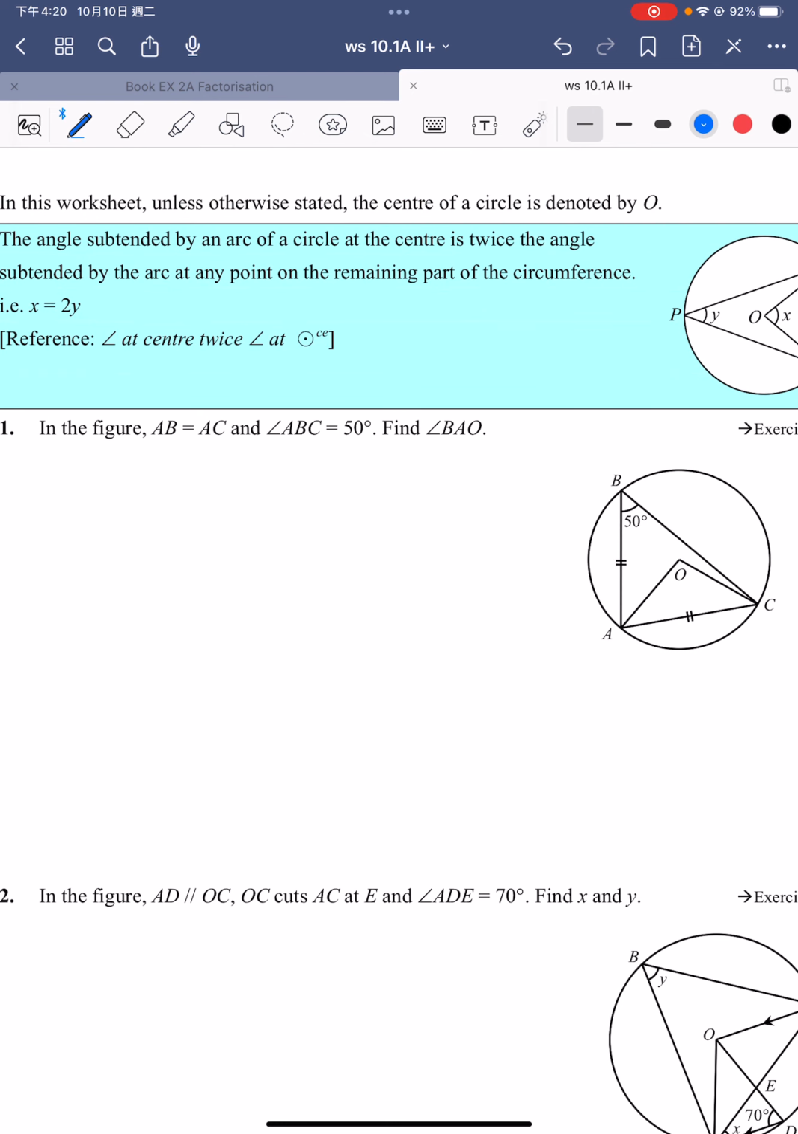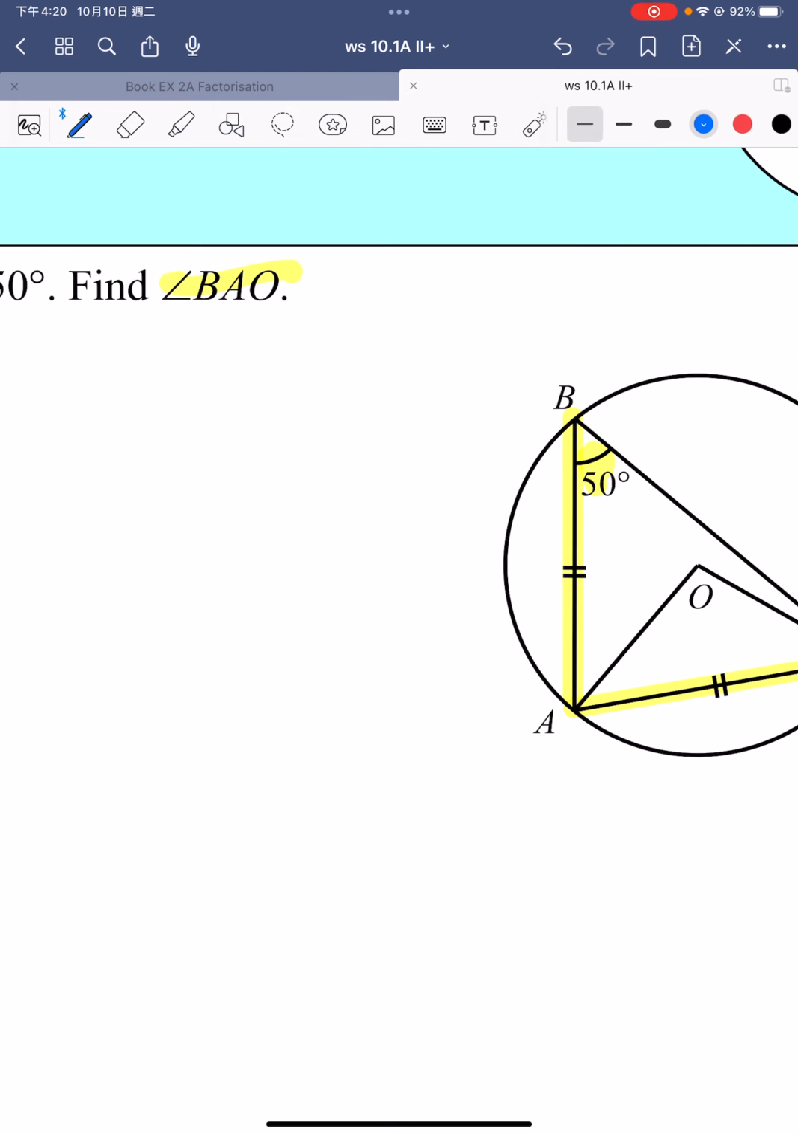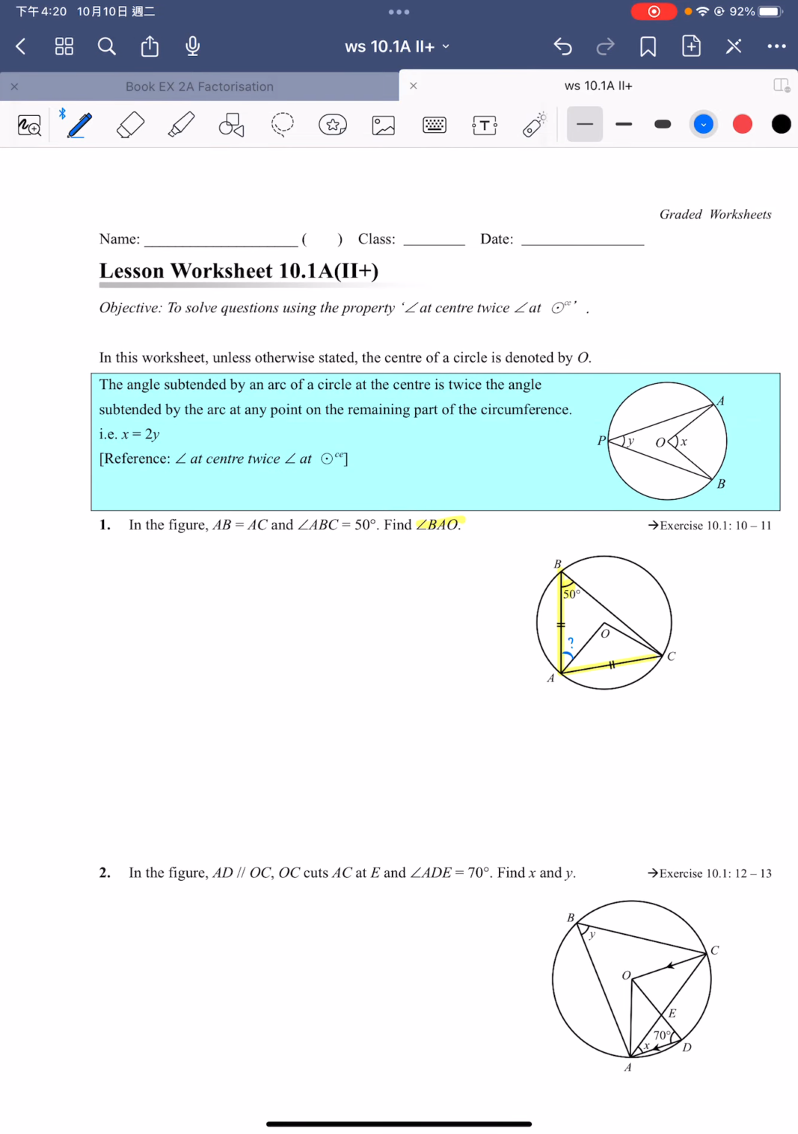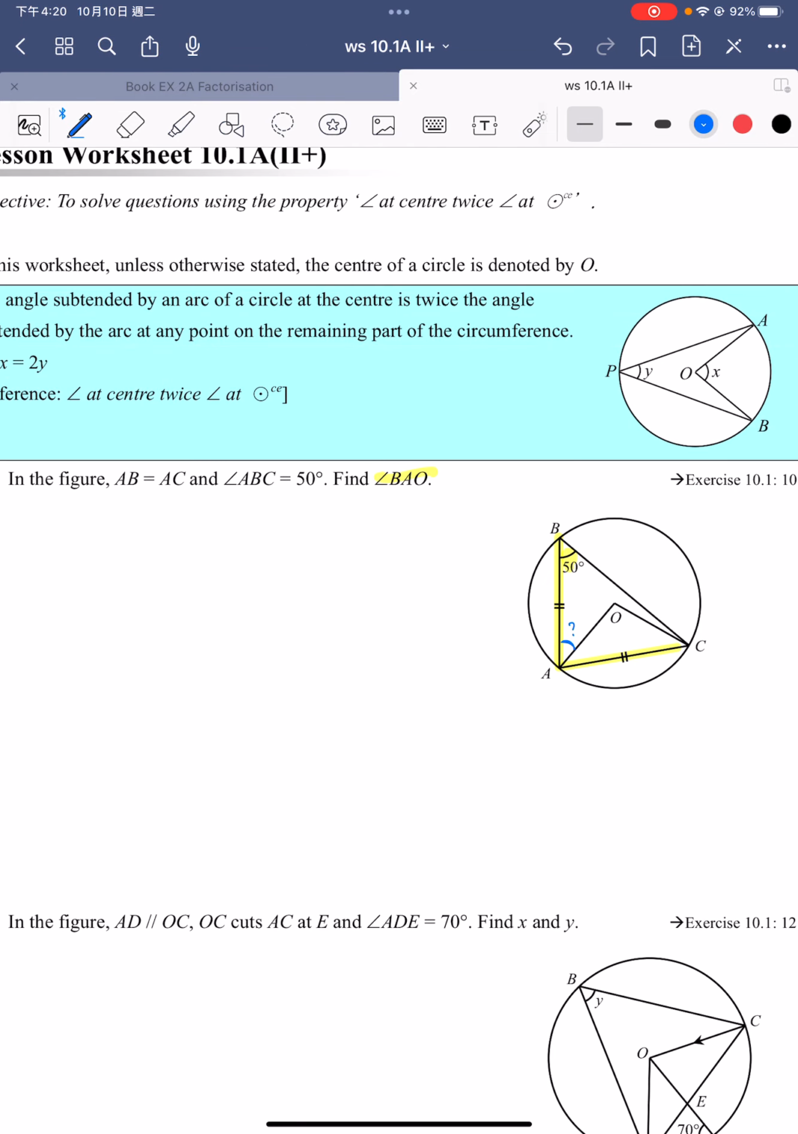We have AB is equal to AC, so we use a highlighter to say that AB is equal to AC, and together we have the angle is equal to 50 degrees. And the question is asking you to find the angle BAO. So locate it first, angle BAO, so it's this angle. Every time you do this type of question, you make sure that you locate the angle that the question is asking you to find. So locate it first and make sure that you're not finding some wrong angle, okay?